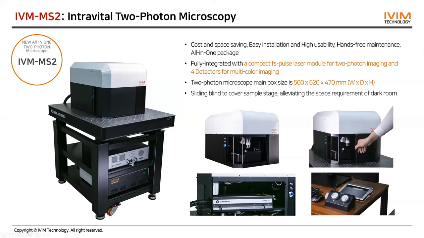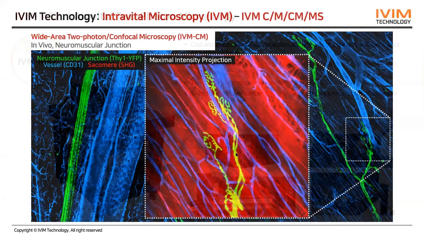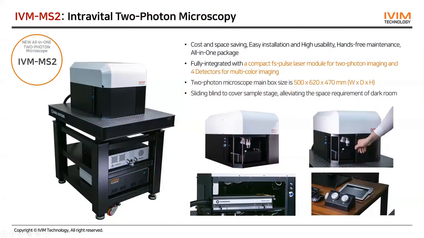Let me tell you. For the confocal system, this is a 2-photon system, so it has 4 detectors inside. In the case of a dual mode microscope, the confocal and 2-photon microscope mode, we have 4 detectors for confocal and 4 detectors for 2-photon. So inside the microscope, we actually have 8 detectors.